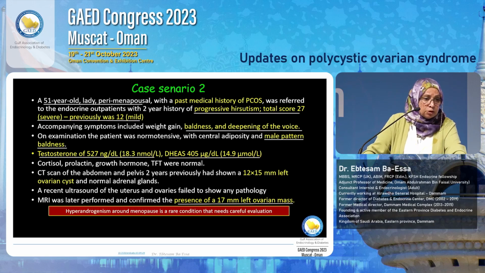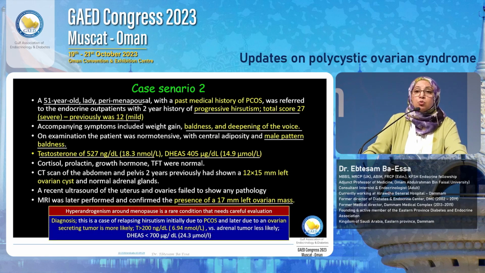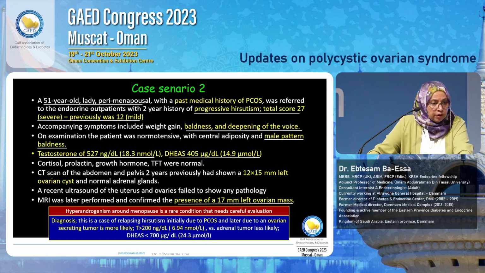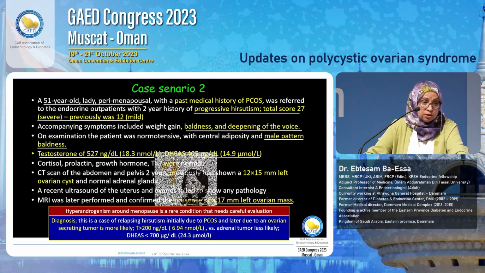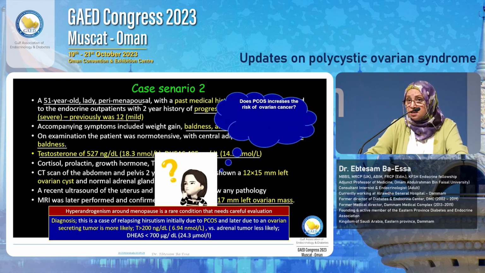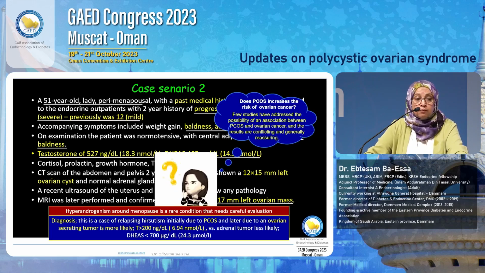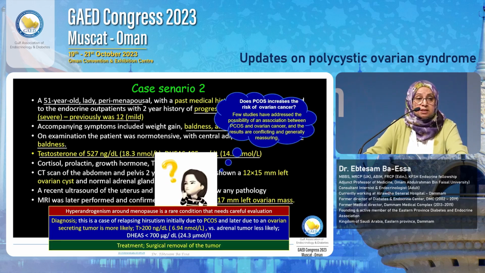This is hyperandrogenemia around menopause, which is a rare condition. Initially, in this case, it was because of polycystic ovary disease, and now because of an ovarian secreting tumor, most likely because her testosterone is very high, unlikely adrenal because her dihydroepiandrosterone sulfate is less than 700. So there was a question whether there is a link between the two. Some studies have supported that there is a link between polycystic ovary and tumors. The treatment in this case is surgery.